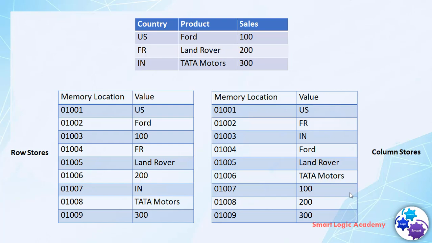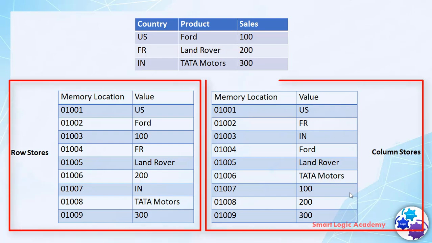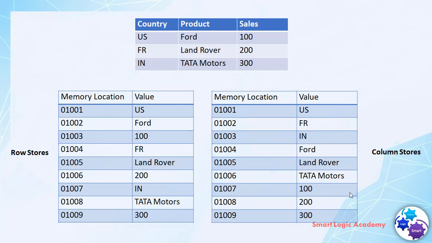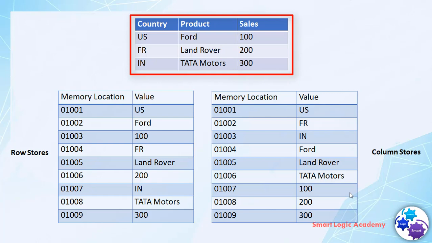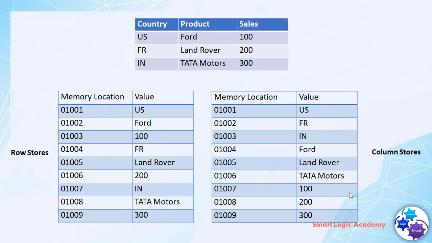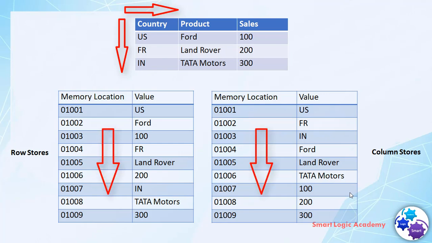SAP HANA database supports two types of storage, row store and column store. Conceptually, a database table is a two-dimensional data structure with cells organizing rows and columns, whereas a computer memory is organized as a linear sequence. Hence, for storing the table in linear memory, we have two options: one is row store and another is column store.